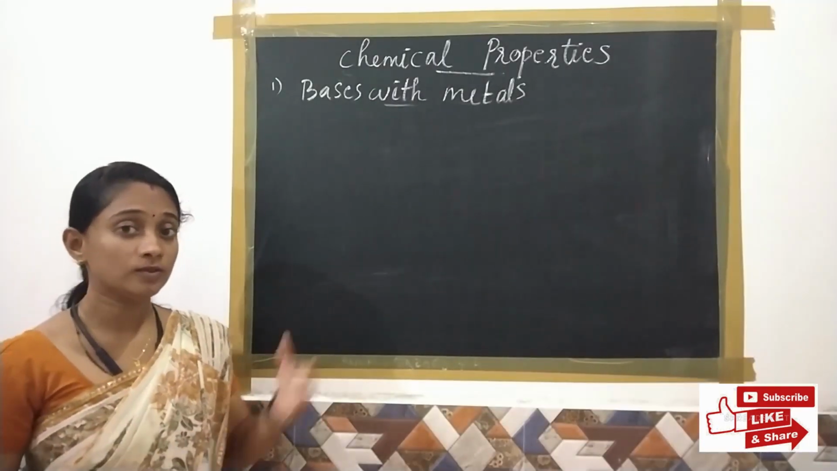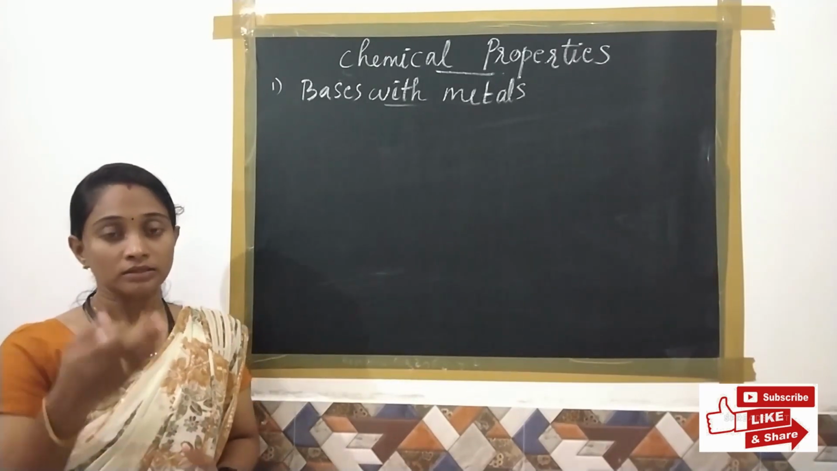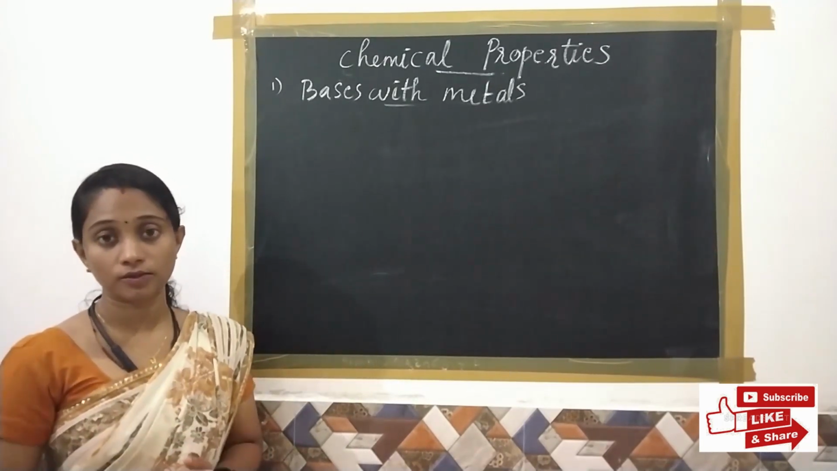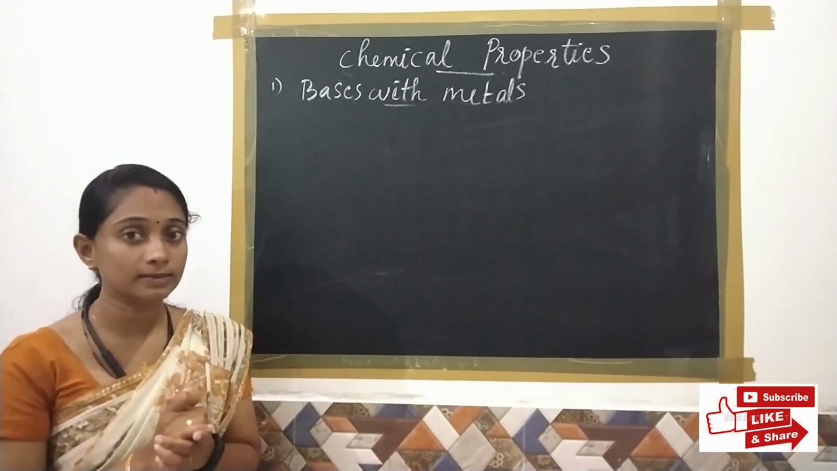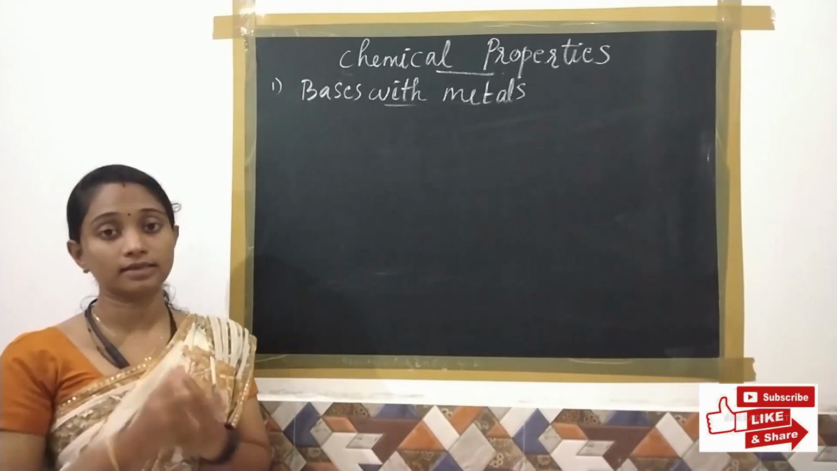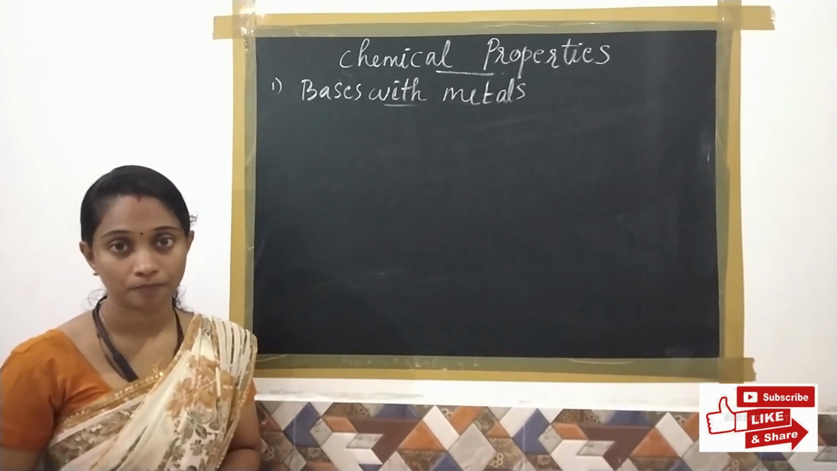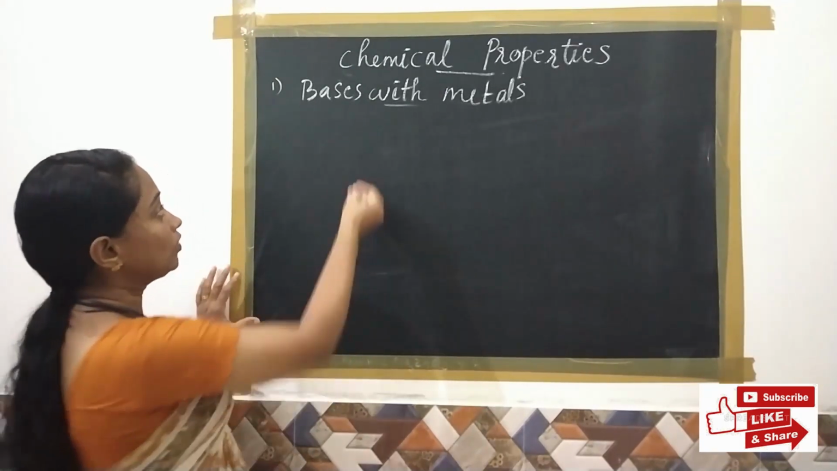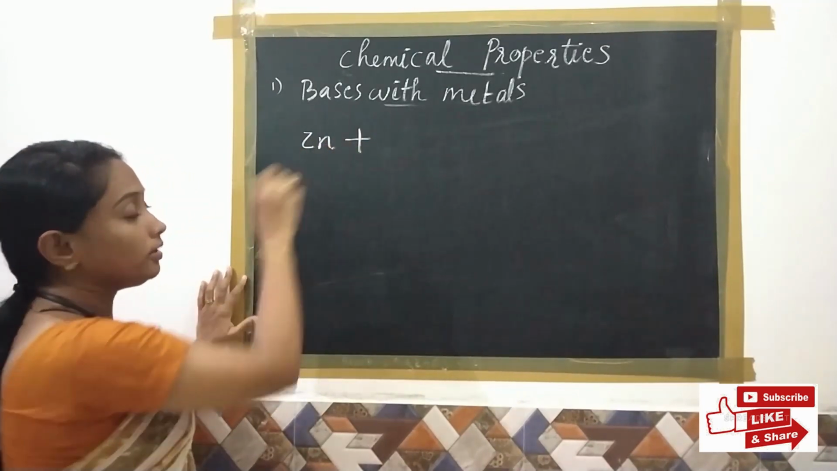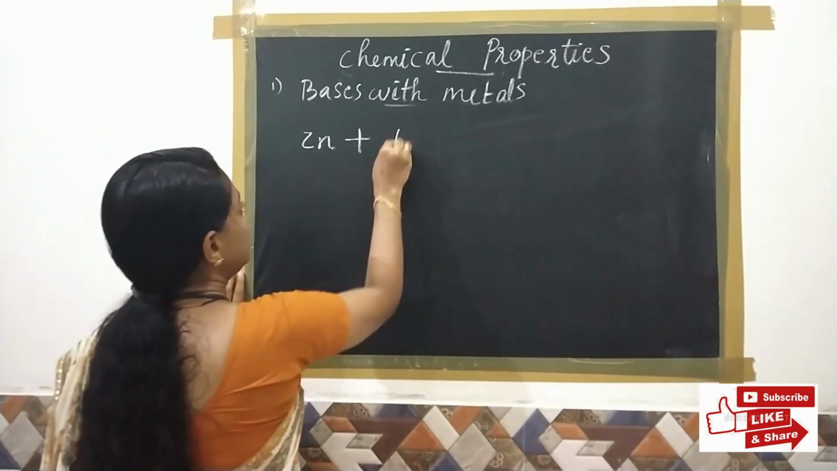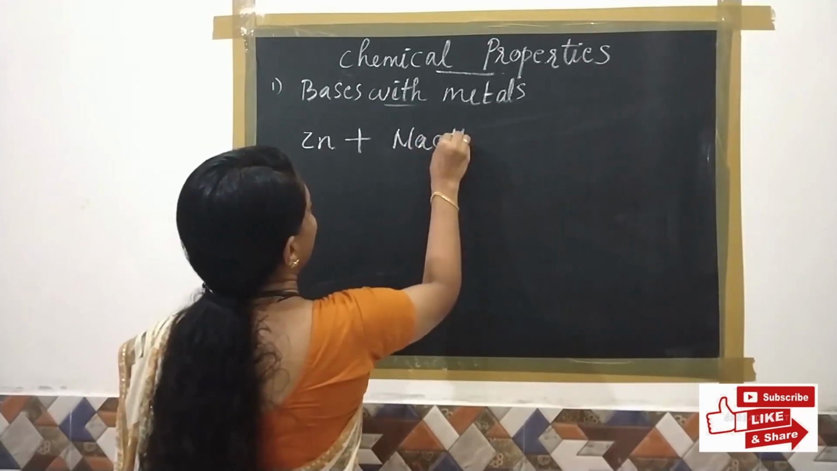Let us see how bases react with metals. Strong bases like potassium hydroxide and sodium hydroxide will react with active metals. They produce hydrogen gas with the corresponding salt. Let us see the reaction when zinc reacts with a base, that is sodium hydroxide, NaOH.